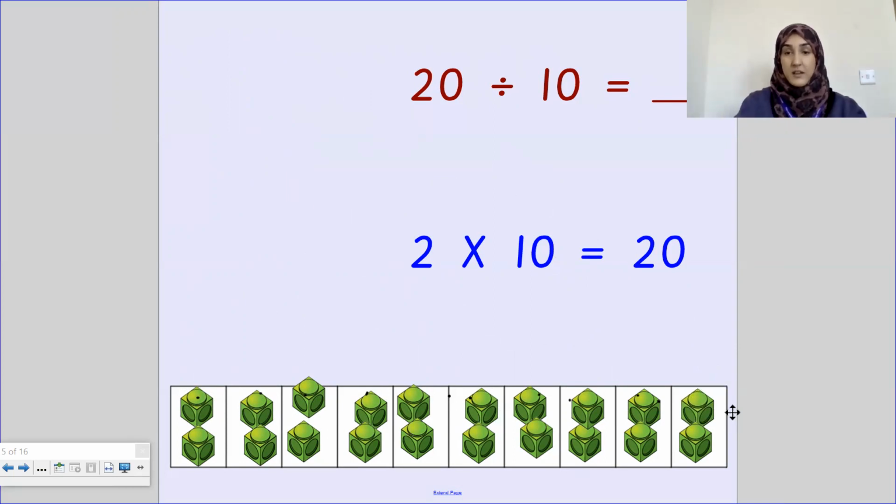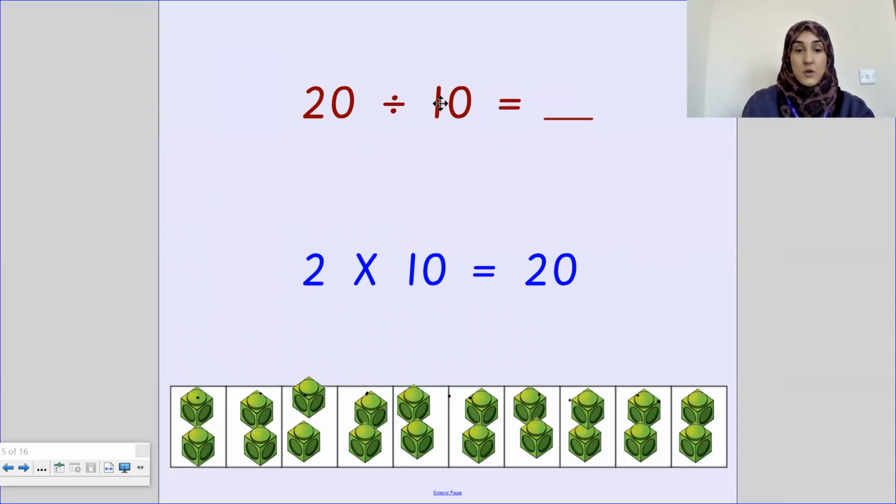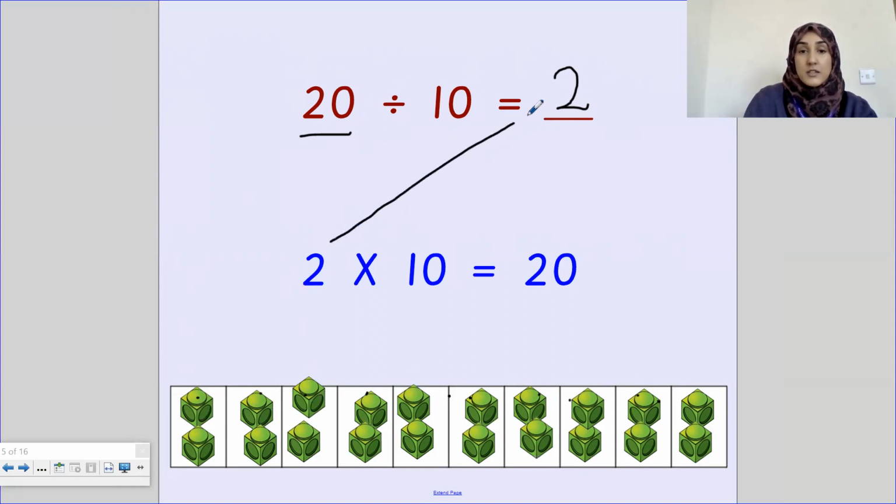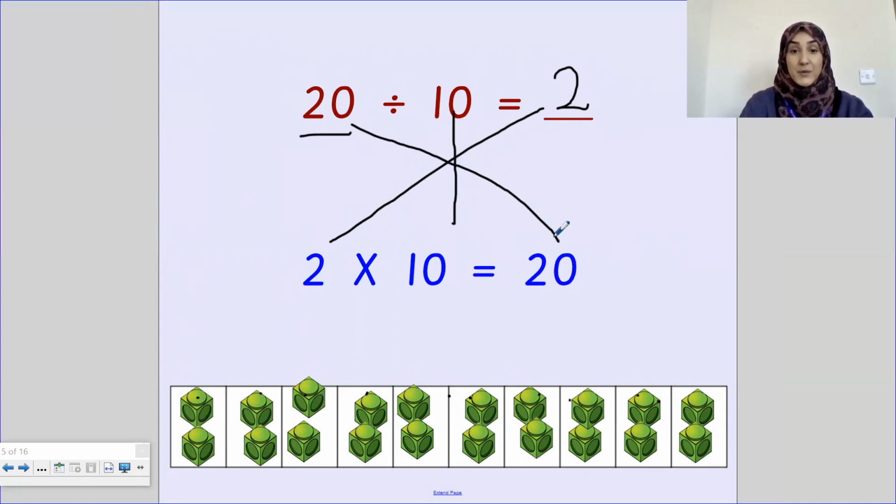Yes, I did it. Okay, now I'm going to complete my number sentences. So I had 20 cubes to start off with, and I shared them equally into 10 groups. I shared them one at a time, and I have 2 in each group. So 20 divided by 10 equals 2. Equally, now this is backwards. Look, 2 multiplied by 10 equals 20. It's literally backwards.